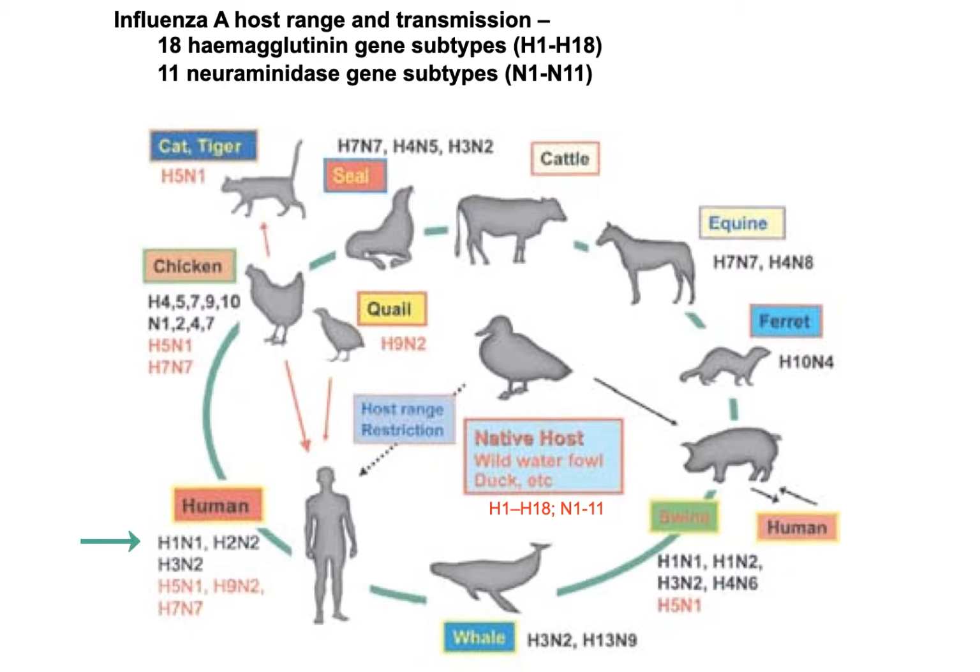Some of them can be transmitted to humans, including H1, H2, and H3, and occasionally H5, H9, and H7. But many of them can infect domestic animals, including chickens, cats, horses, pigs, and cattle, but they can also infect seals, whales, and other mammals and birds.